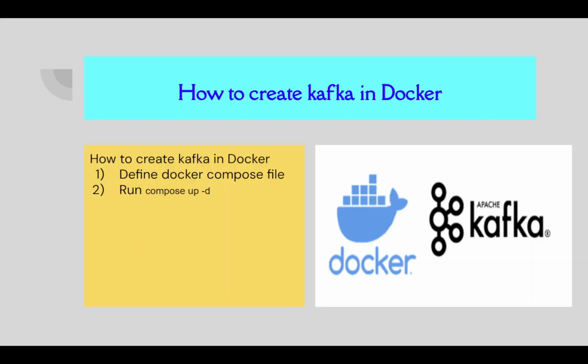Then how to create Kafka in Docker? That is our topic. There are two steps: define a Docker Compose file and run the command docker compose up -d. These two steps you can follow. Let's review: there are different types of Kafka. There are two types, and we are going through them in the next slides.